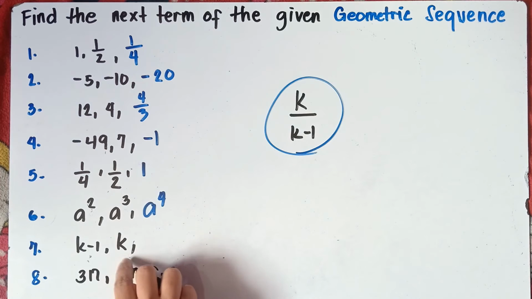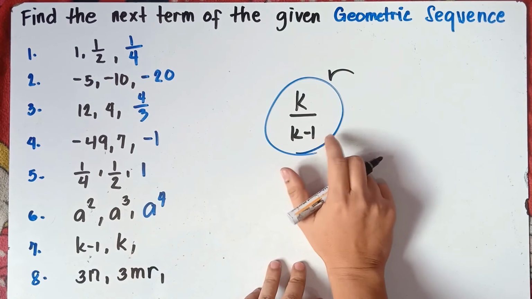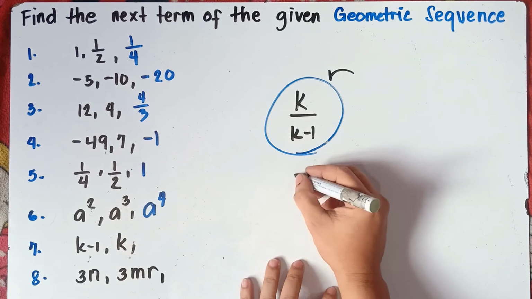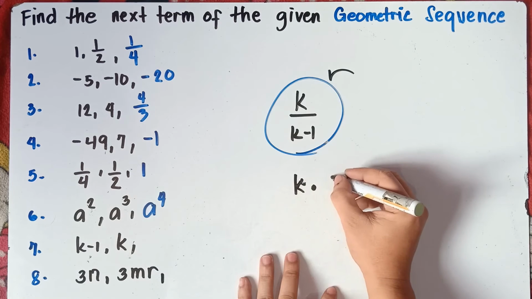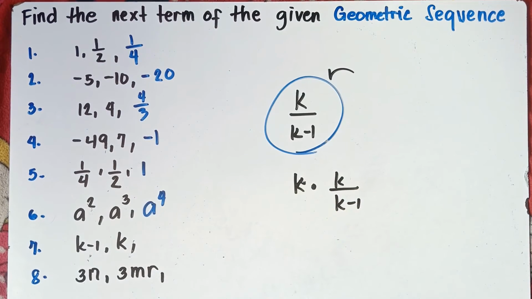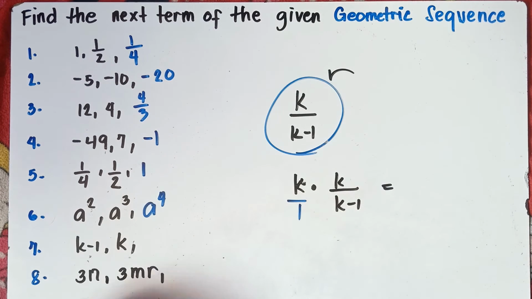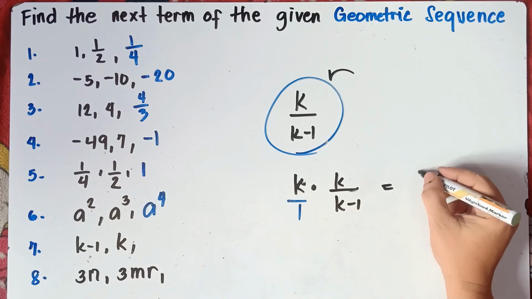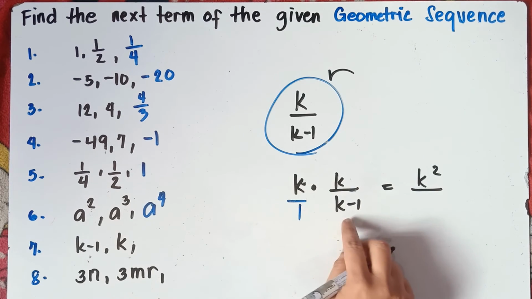So this will be your common ratio. To get the next number, simply multiply this one by k. So that would be k times this common ratio, k over k minus 1. Alright, so this will be k. Understood that there's 1 here. So k times k, that would be k squared. And 1 times k minus 1. So simply copy k minus 1.